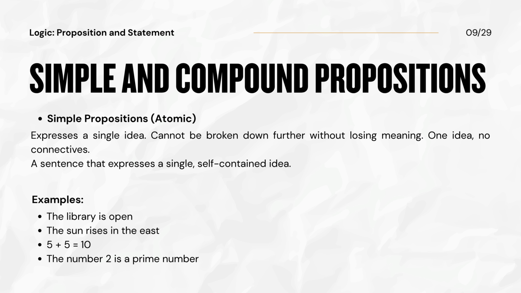Examples of these are: the library is open, the sun rises in the east, 5 plus 5 equals 10. The number 2 is a prime number. Always remember that a simple proposition has one idea and no connectives.